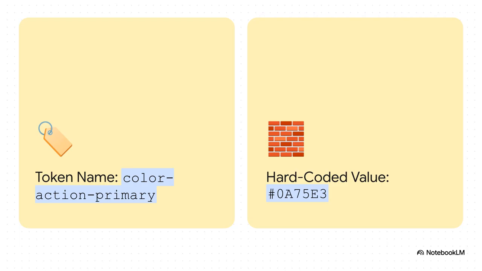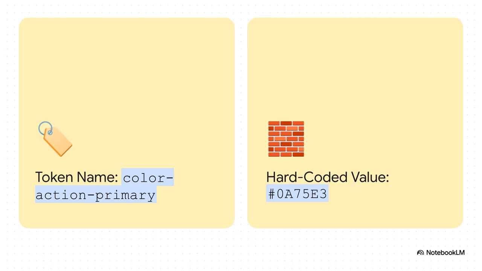This right here is the magic of tokens in action. Instead of the developer just grabbing a random blue hex code from a design file, they use a token named color action primary. That name has meaning. It describes the color's purpose. And here's the best part. If the brand's primary color ever changes, you just update the token in one place, and that change instantly populates across every single product using it. No more search and replace nightmares.